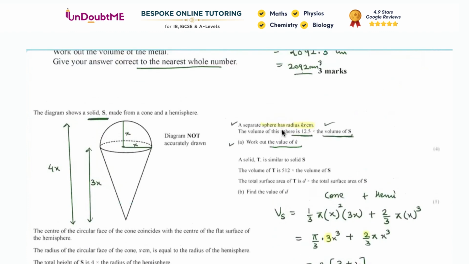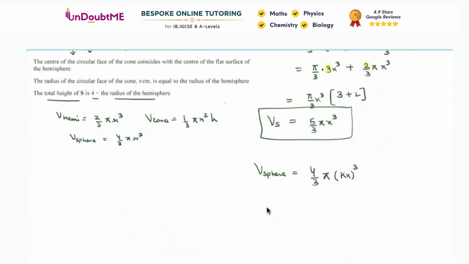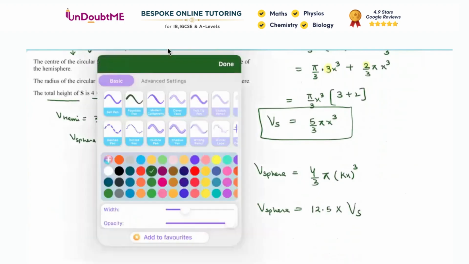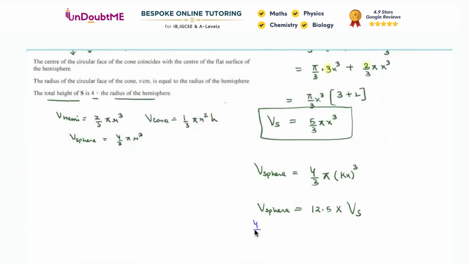Now, according to the question, the volume of the sphere is 12.5 times the volume of the solid, which has been found above. We have to just plug in the values. So on the left hand side, I will write 4 by 3 pi k cube x cube. If kx whole cube is there, then both of them will be cubed. So k cube x cube is equal to 12.5 times 5 by 3 pi x cubed.